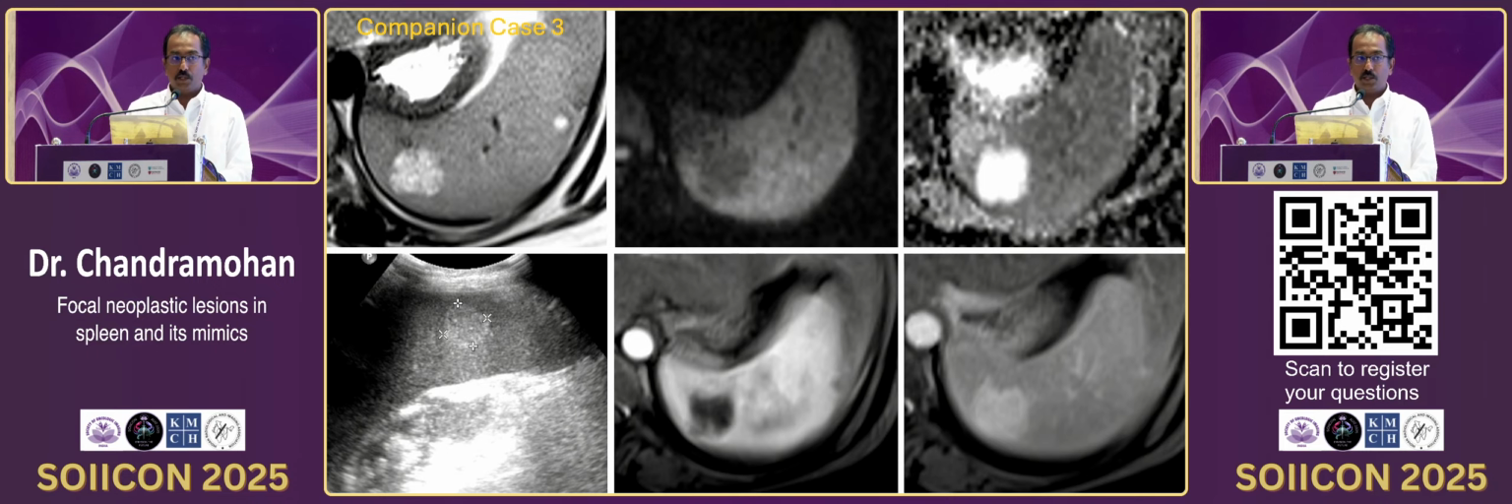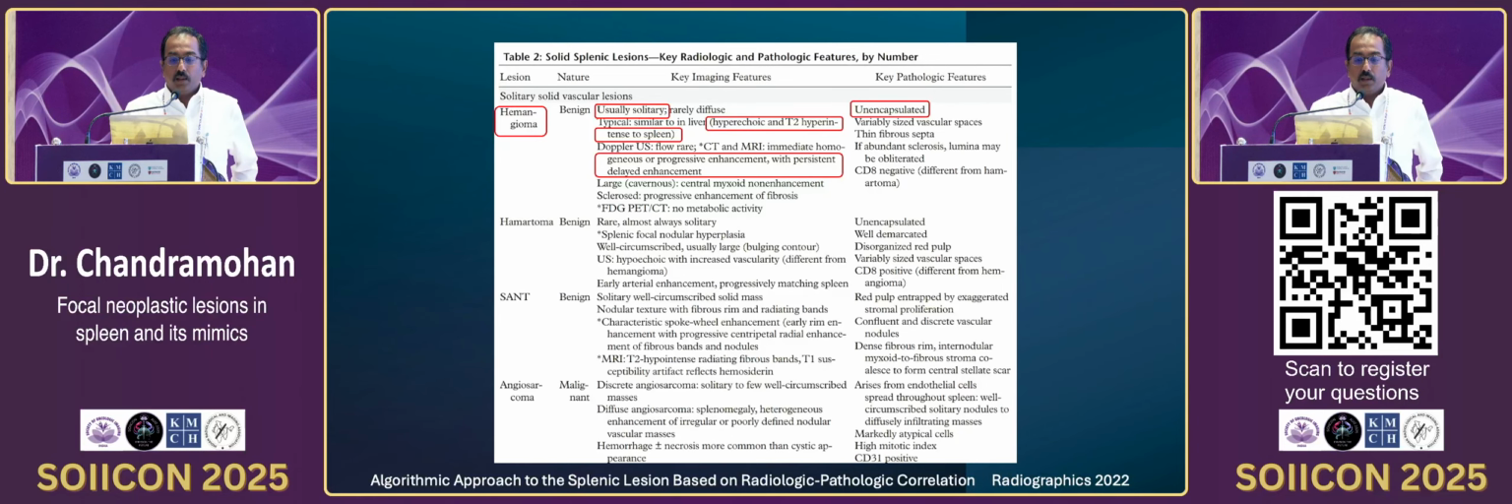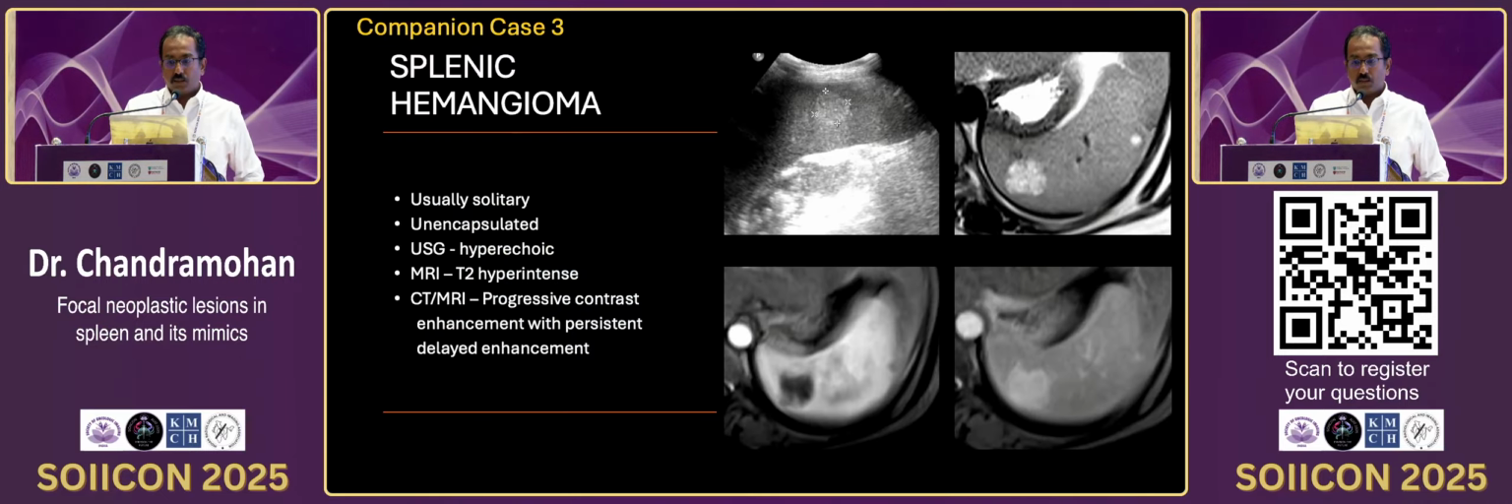Hemangioma is the most common neoplastic lesion in the spleen. Hemangioma is usually solitary, and compared with the other enhancing lesions in the spleen, it is unencapsulated. This is a splenic hemangioma.